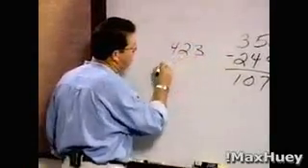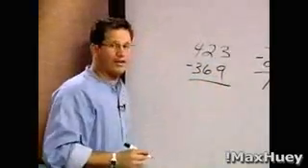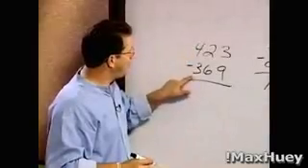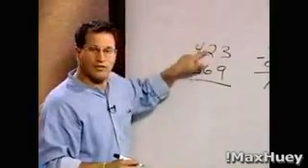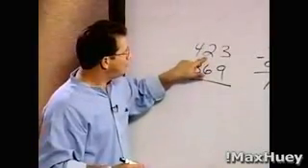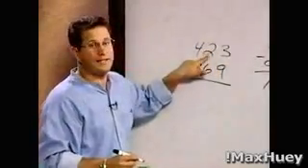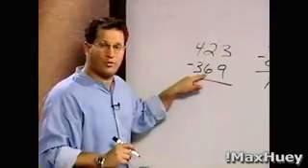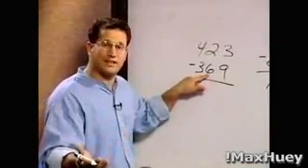423 minus 369. All right, let's give it a shot. What's 400 minus 300? You get 100. Now, look at this. This is smaller than this, 20 and 60. So this one's smaller, so we've got to bring that 100 in. So now 120 minus 60 is how much? 120 minus 60 will give you 60.